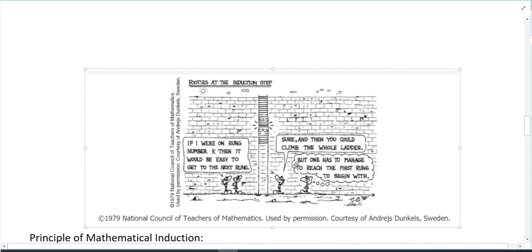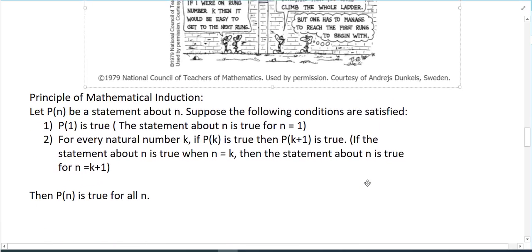The other person says, sure, and then you could climb the whole ladder. And the person on the right says, but one has to manage to reach the first rung first. To begin with, you have to get to the first one. Once you get to rung number 1, and if you can get from the kth one to the next, then you can climb the whole ladder. That's the idea of the principle of mathematical induction. And if you think about stacking dominoes, if the first domino doesn't knock over the second one, the rest are not going to fall.